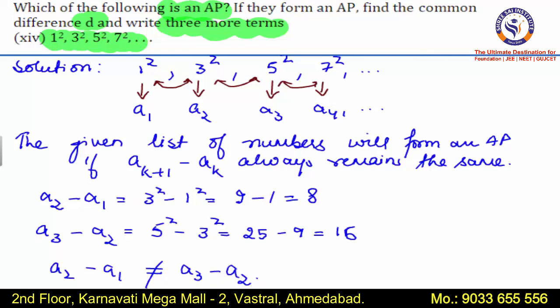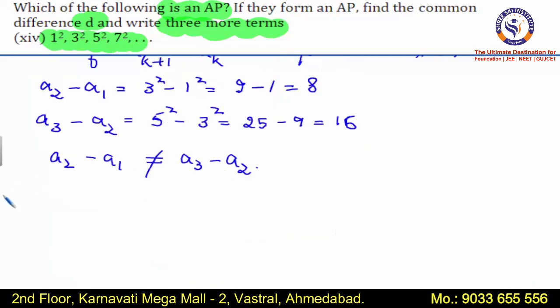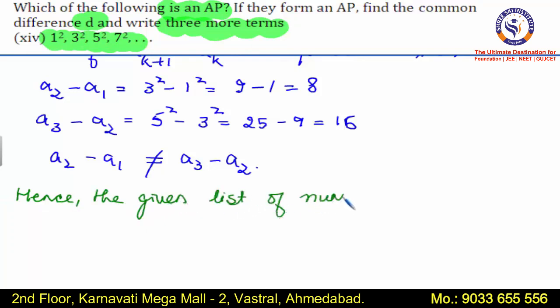Now from here we can see that A2 minus A1 is not equal to A3 minus A2. That is, the difference of any term from its succeeding term is not the same. Hence, the given list of numbers do not form an AP. This completes the solution.